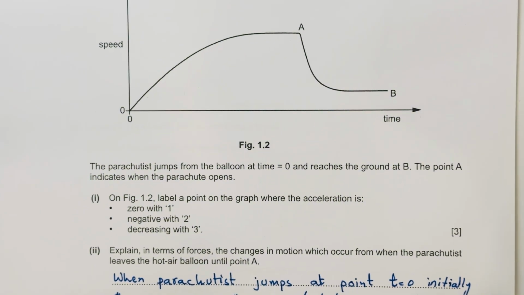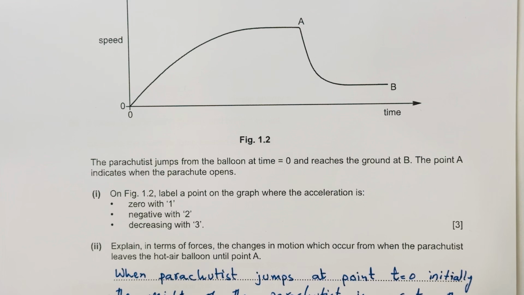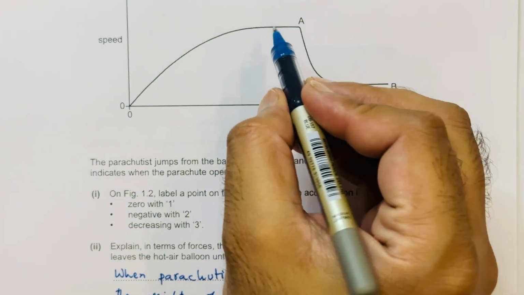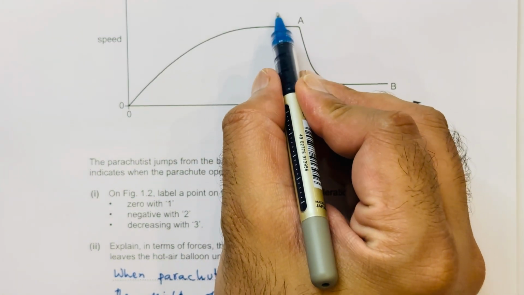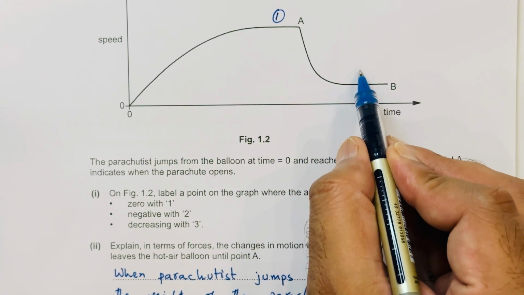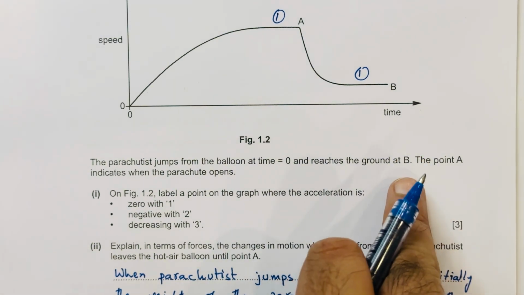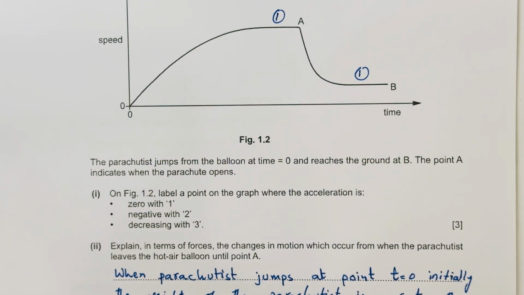Okay, on figure 1.2, label a point on the graph where the acceleration is 0 with 1. So we have to figure out when the acceleration is 0, when the speed is constant. So this is here, we know that speed is not changing, so acceleration will be 0 here, and here also the speed is not changing. Acceleration is the change in velocity, the velocity is not changing at this point as well, so acceleration will be 0.